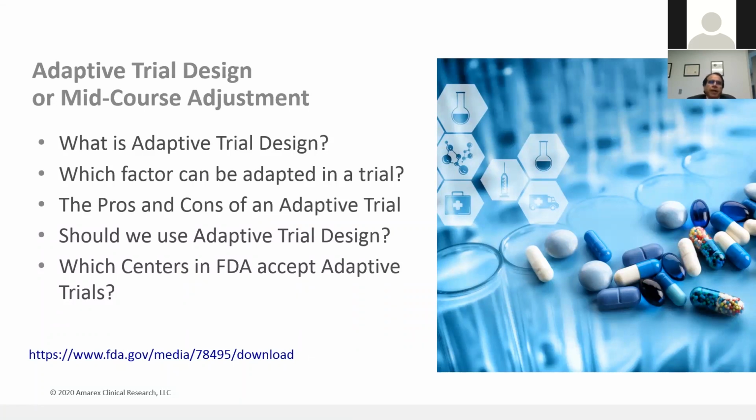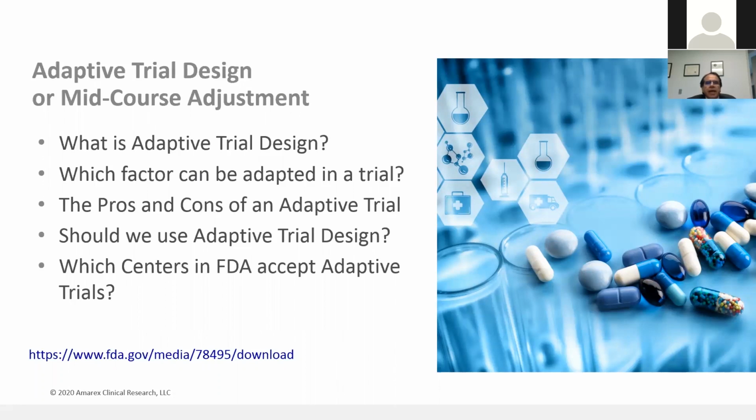Big deal. Okay, now let's talk about adaptive trial design or mid-course adjustment. If you go back, I would say 20 years ago, or those of you who have been involved in conducting clinical trials for a long time, in the past there was no way you could make any changes midstream of your clinical trial. But later on, about 10 years ago, there was discussion in the agency about allowing people to do some modification as long as it is planned in advance.